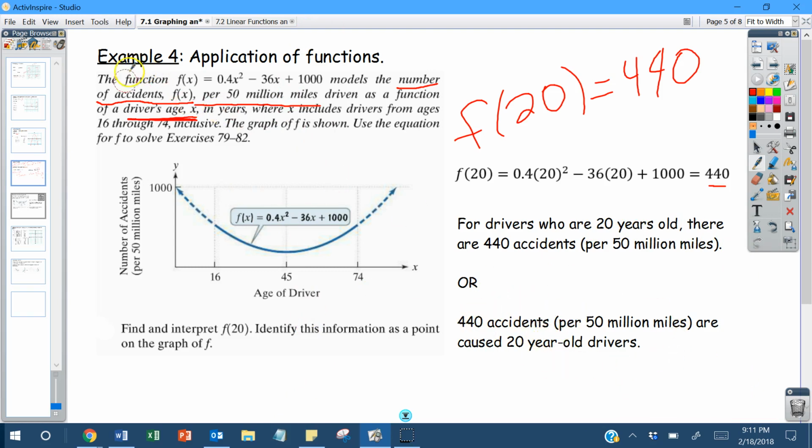And I got this interpretation from how it explained this function. It told me what f of x was, it told me what x was, and with those two things, I was able to interpret these two numbers, the 20 and the 440.